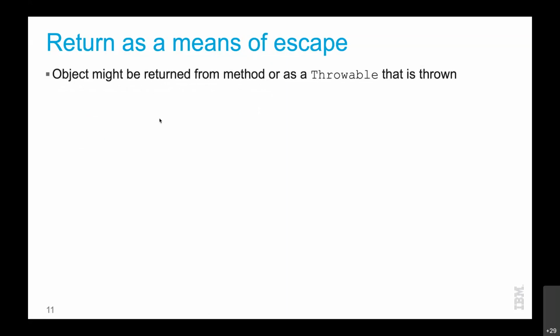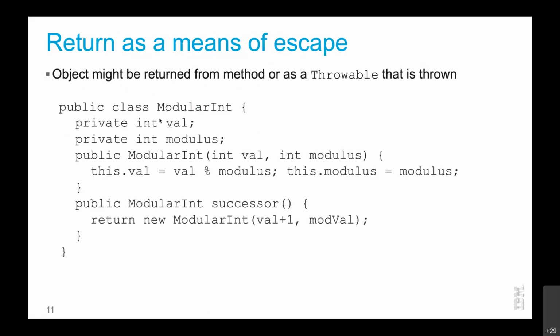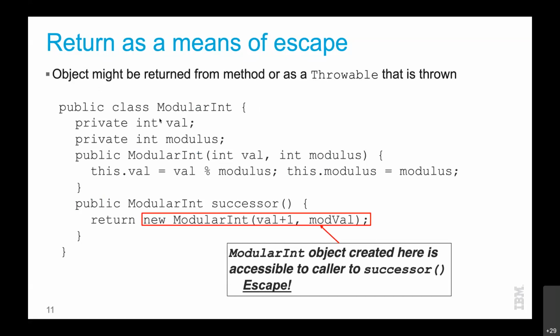Well, the most obvious one is via a return from a function. So for instance, in this example where I've got a modular integer class, the successor method in this class is constructing an instance of modular int based on the current instance. It's finding the next value modulo the modulus. So the successor method returns that newly constructed modular int, and so that modular int is considered to escape from the call to successor. It's made available to the caller.